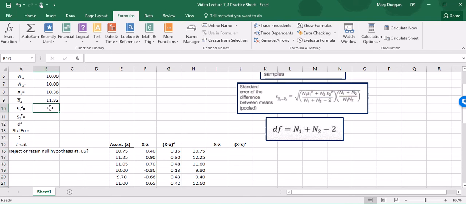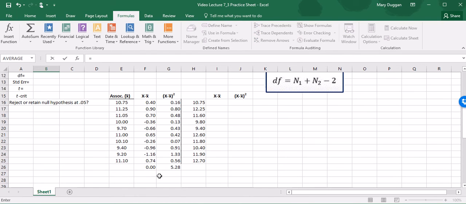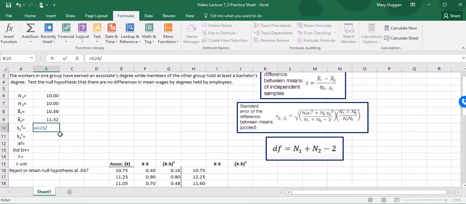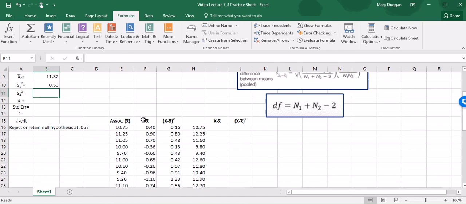So I'm going to enter for the variance, not just this number. First I'm going to enter this number, 5.28, and then I have to put that over the number of people in the group. That's our formula for variance. And I end up with a variance of 0.53 for the first group. Now let's repeat this for the second group.